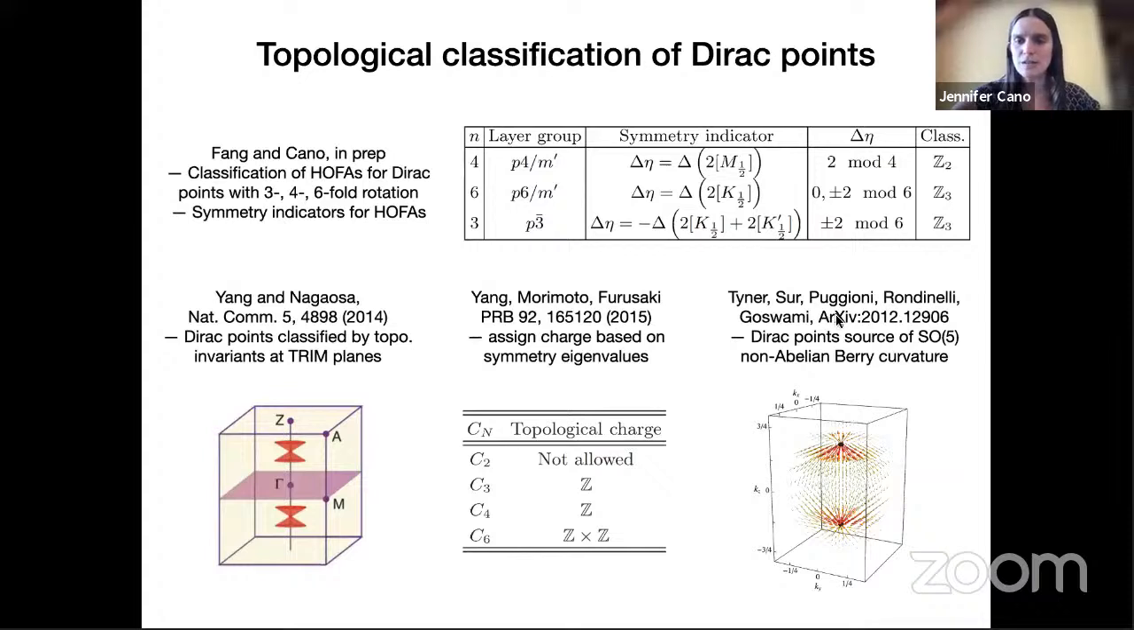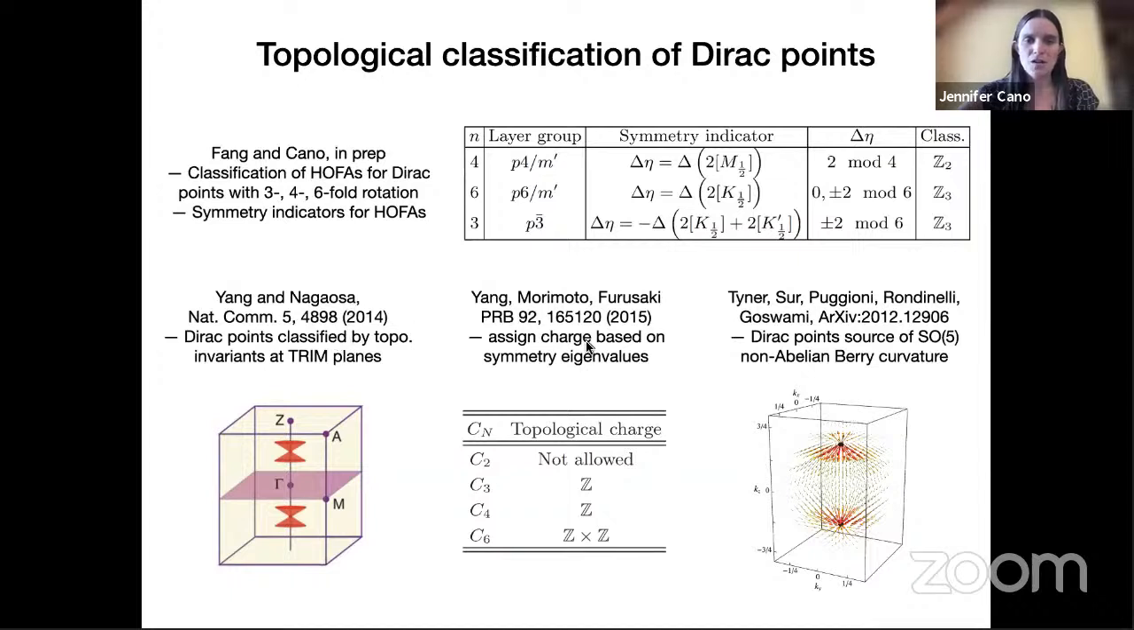And then extremely recently, less than one year ago, there was another paper classifying the topology of Dirac points. And here what they're really doing is establishing that Dirac points are a source of Berry curvature. It's just not the same Berry curvature we were talking about before. It's a non-abelian Berry curvature, where basically you need to symmetry resolve your Fermi surface because you have degenerate bands. And once you symmetry resolve that, you get some type of Berry curvature and the Dirac points are a source of that. So these are all different classifications of Dirac points.